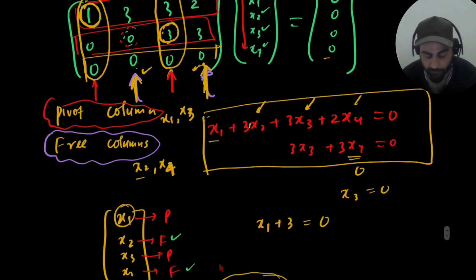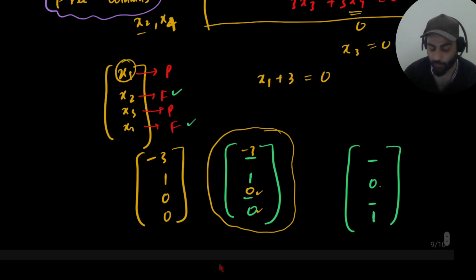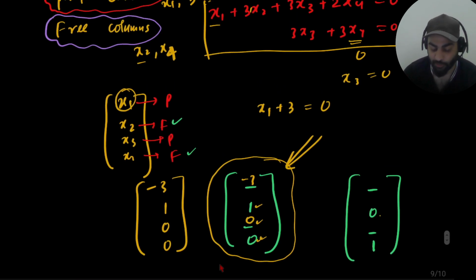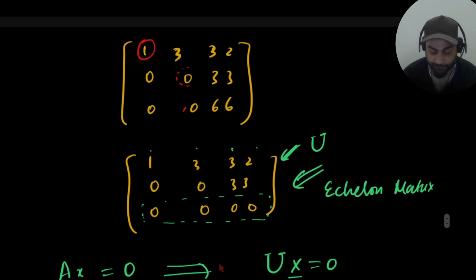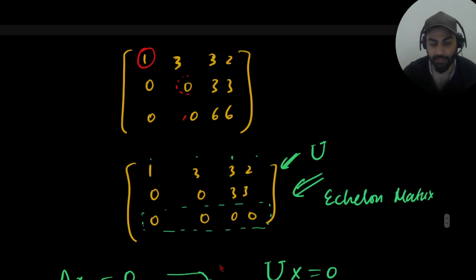So to the free variables, to the free columns, I'm just giving some random values. I gave 1 0, and for the other solution I give 0 1. Let's solve for the first case. I gave 1 0, so the other values become minus 3, 0 and 0. So if you again check this A, let me write that A in the original form that we had.